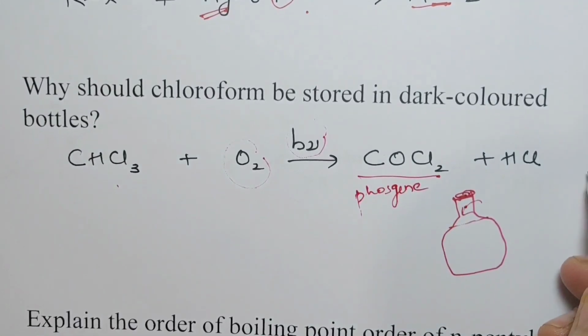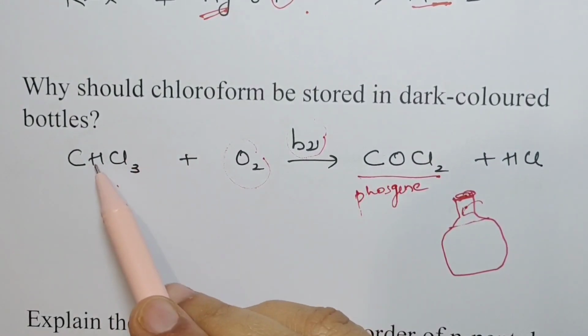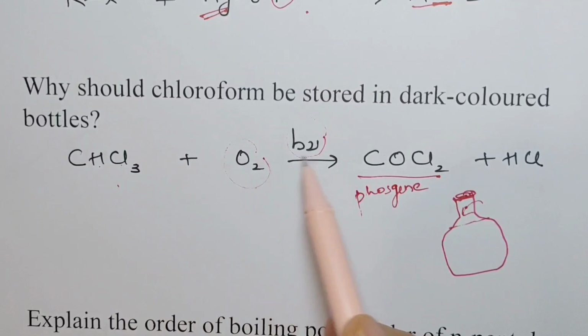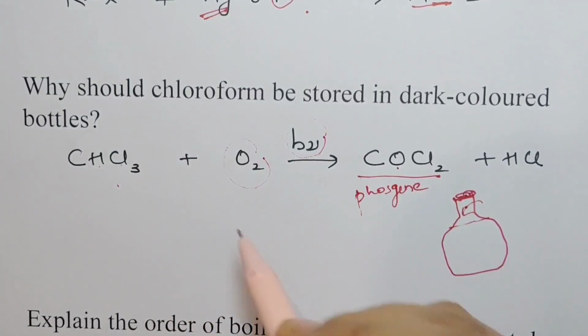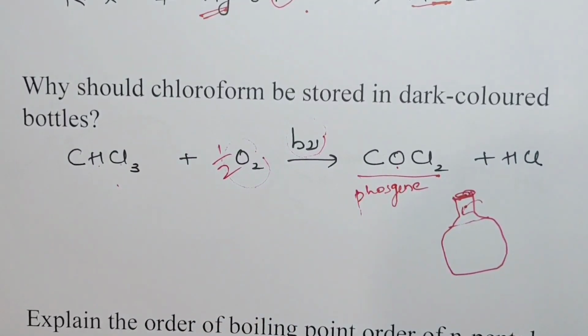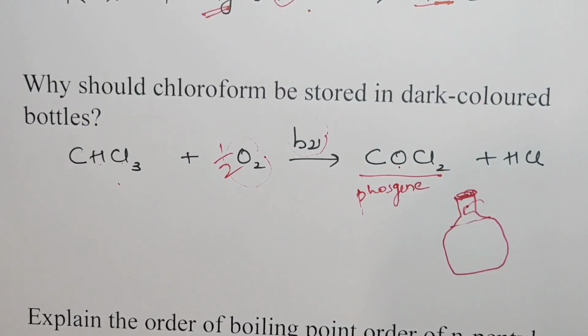and HCl is produced. So this reaction is very simple. Just remove one H and one Cl and place an O instead of these two, and now balance the reaction. Here you go. Okay, moving on to the next question.